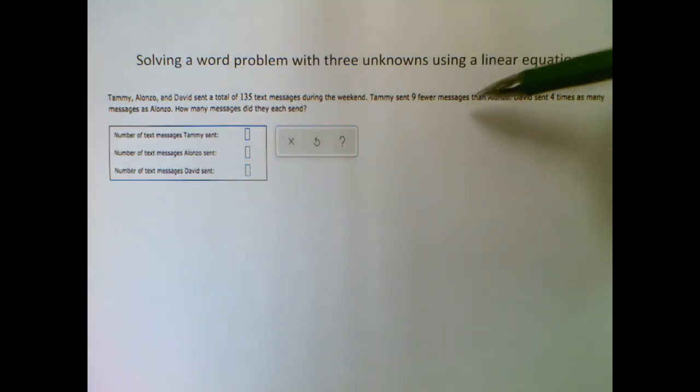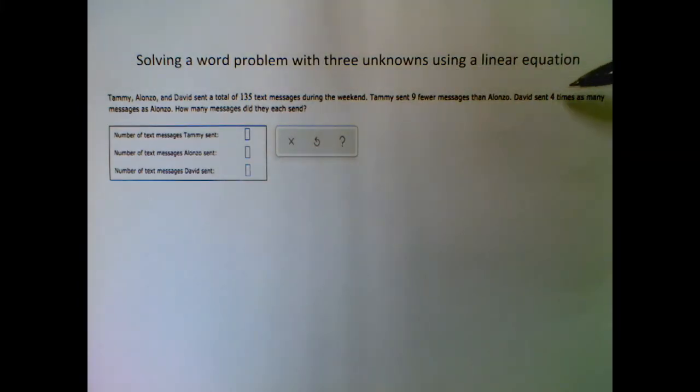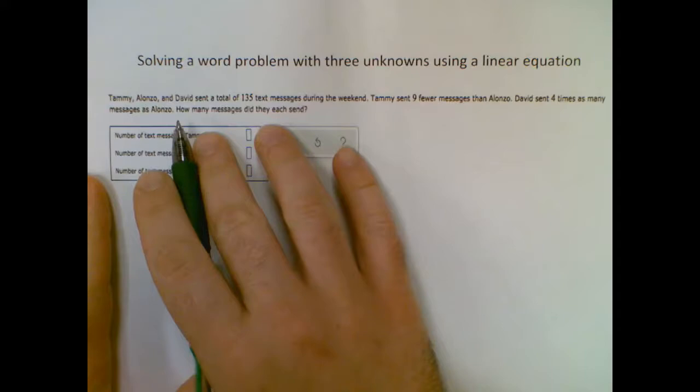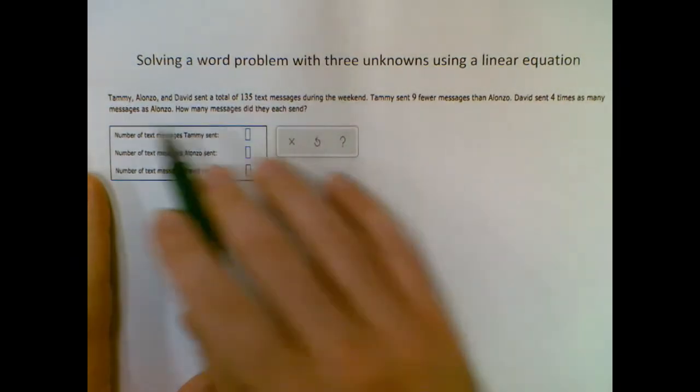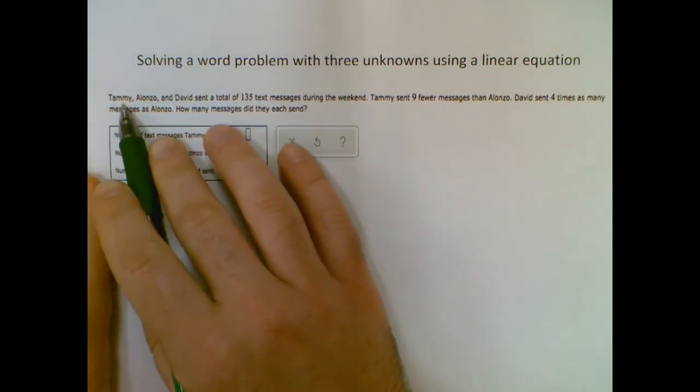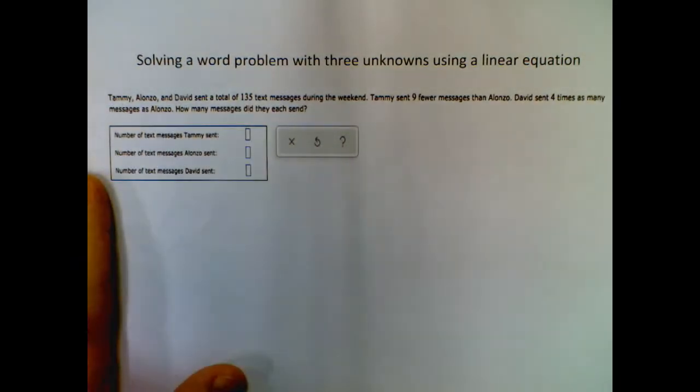Tammy sent 9 fewer messages than Alonzo. David sent 4 times as many messages as Alonzo. How many messages did they each send? So looking at these, there's 3 things we're trying to figure out, right? How many messages Tammy sent, how many Alonzo sent, how many David sent.